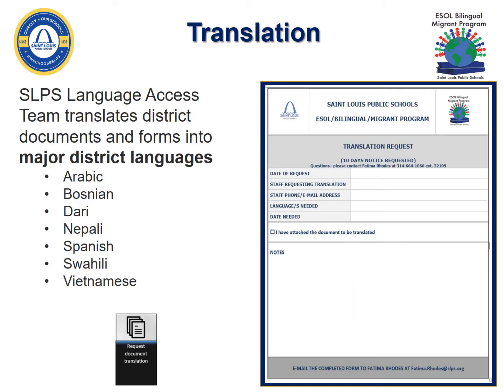Translation deals with text, documents, and forms. In St. Louis Public Schools, translation services are used for district-wide documents and forms. Translation is done into major district languages: Arabic, Bosnian, Dari, Nepali, Spanish, Swahili, and Vietnamese. To request document translation, district staff should complete a translation request form located on the district website under Language Access, attach a document or form as a Word doc file, and submit this request via email. A 10-day notice is requested.